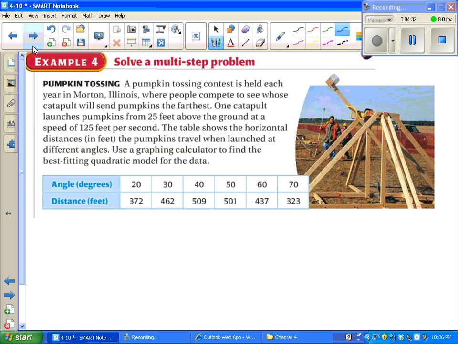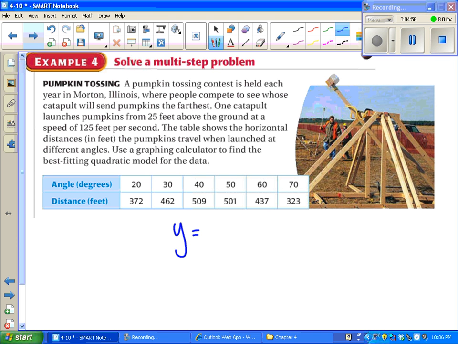Last problem. Go ahead and pause the video, read what's going on, and I will talk about it. This one, you're going to have to use a graphing calculator to plot some points. And when you plot those points, you're going to see that they make a general parabola shape. And then the graphing calculator will actually come up with an equation for you. I'm not going to go through those steps in the video.